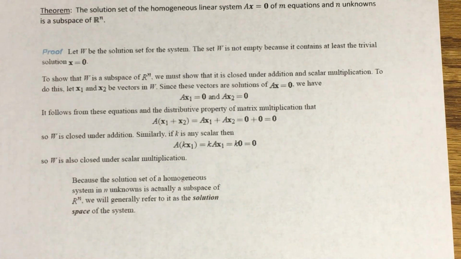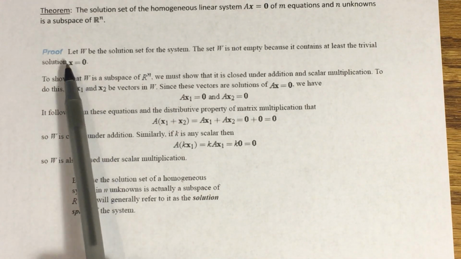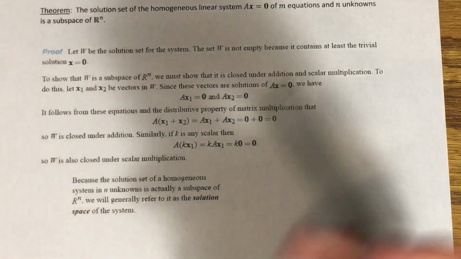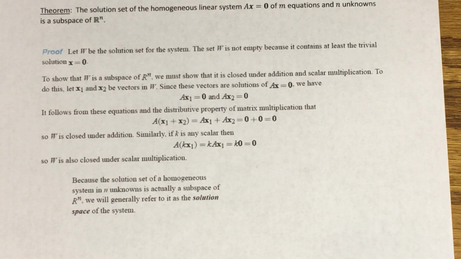But we know that for a homogeneous linear system, the trivial solution is always a solution. So homogeneous linear systems will always have at least x equals 0 in their solution set. That establishes that not only does the solution set have something in it, but it also has the 0 vector specifically. Now that we've shown that it's non-empty, we can verify our closure axioms.